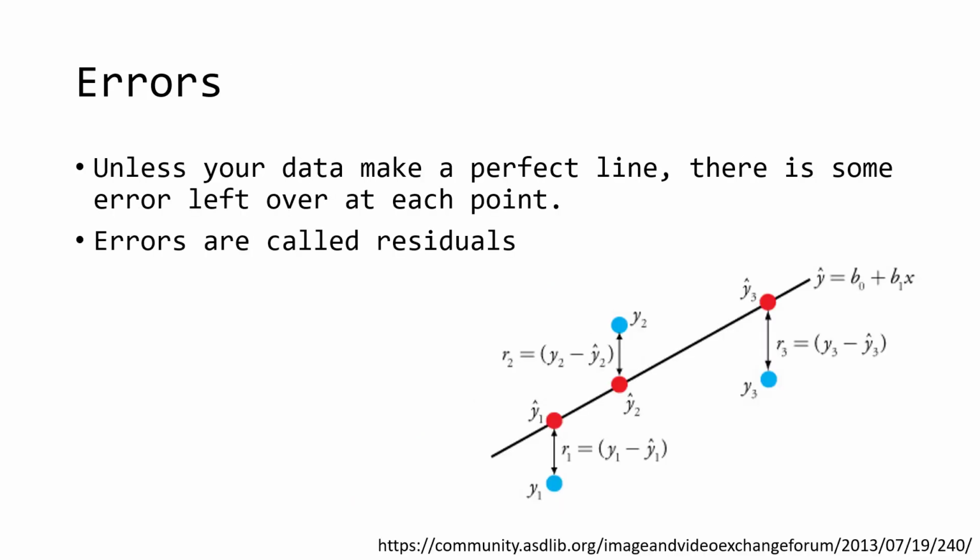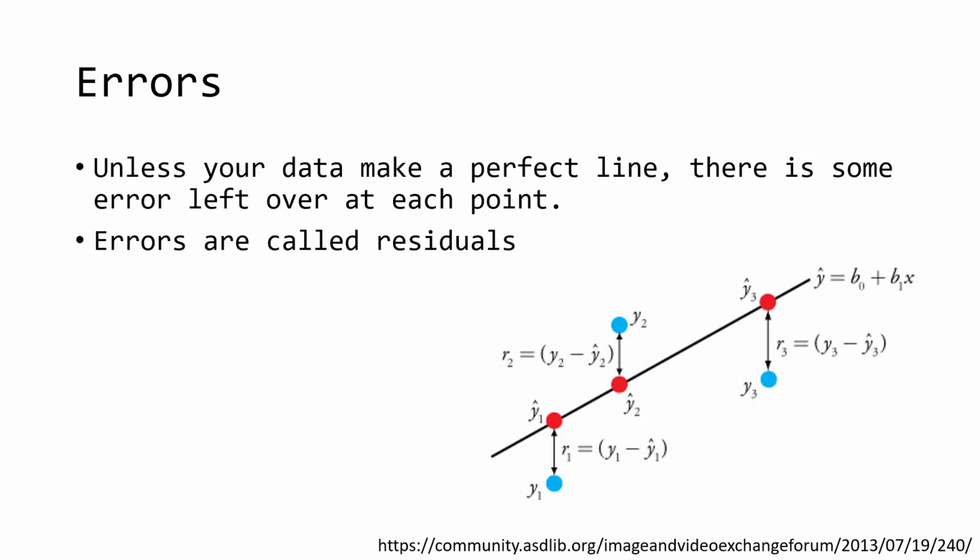For any straight line you draw, or for any value of beta naught and beta 1, unless your data make a perfect line, there will be some error left over. At each point, you can apply the regression model by plugging in the observed x value and getting a predicted y value. The predicted value is labeled as y with a circumflex accent. Usually we just shortcut this by calling it y hat.